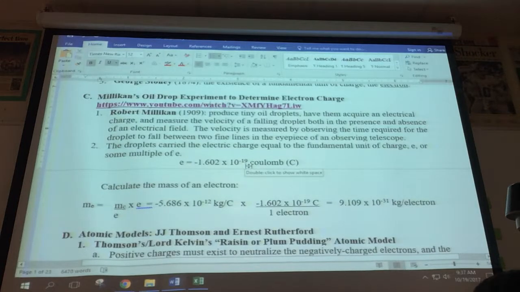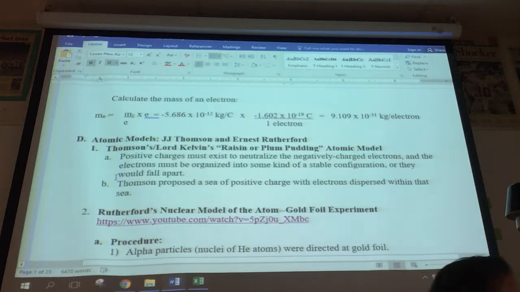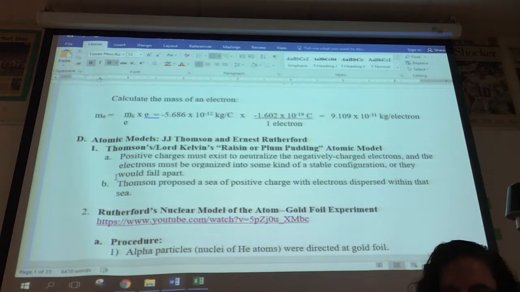So Millikan was able to establish the charge on an electron and in turn the mass of an electron. And we know the electron is the smallest of the three subatomic particles. This led to additional models for the atom, which I will outline here.